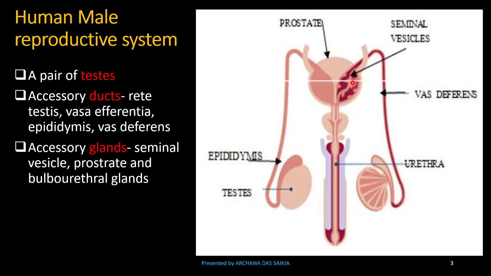So here are the seminal vesicles, prostate gland and bulbourethral glands. They have different secretions that help in reproduction. Then the external genitalia, for the ejection or release of the male gametes.